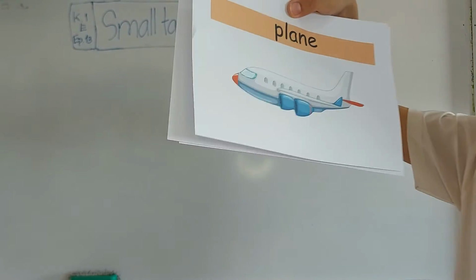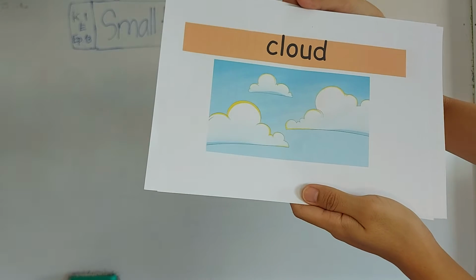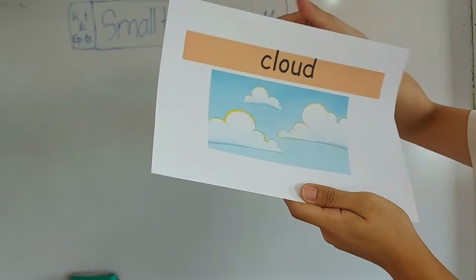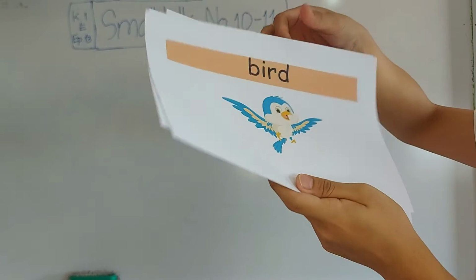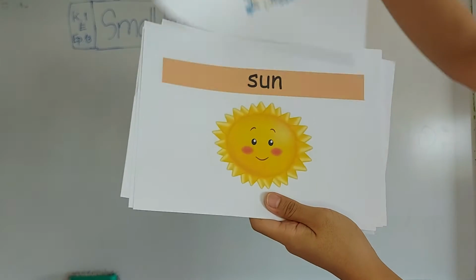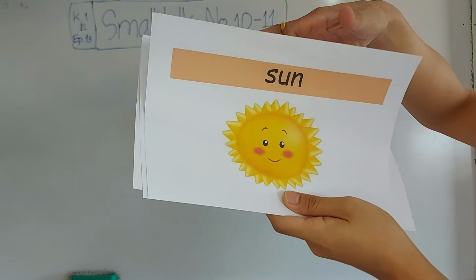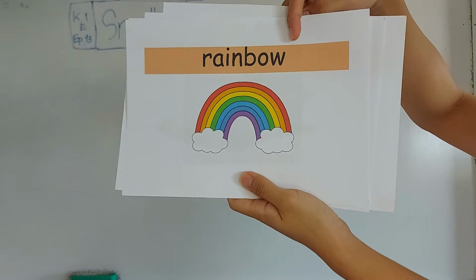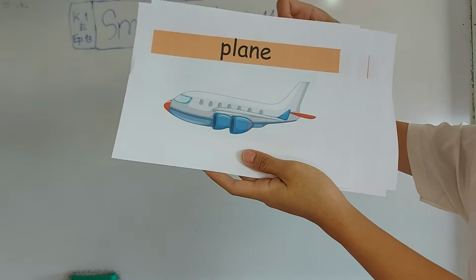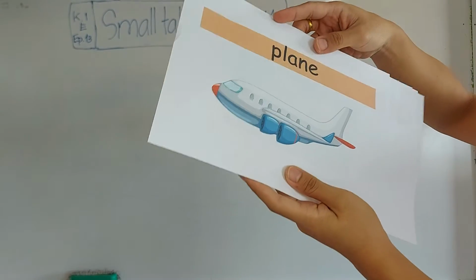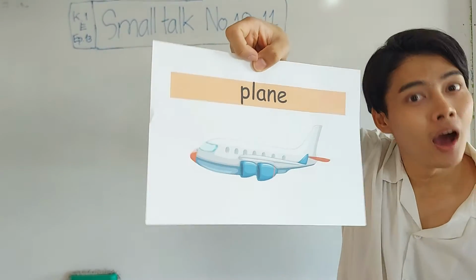Okay, I will ask you and you answer me. Okay? 1, 2, 3. Crown. Very good. Bird. Very good. Sun. Rainbow. Very good. Your turn, rainbow. Plane. Very good. Plane.